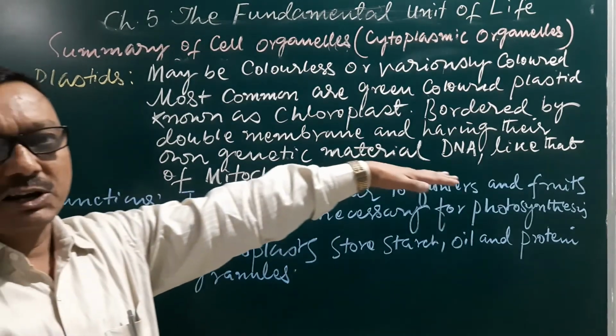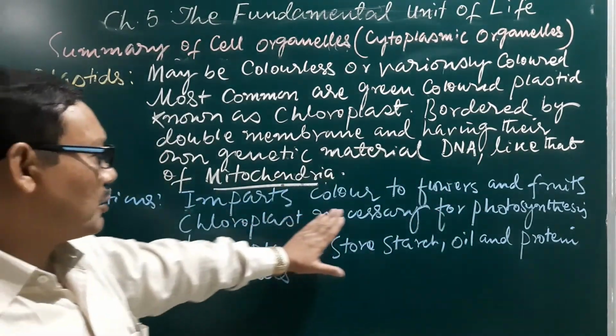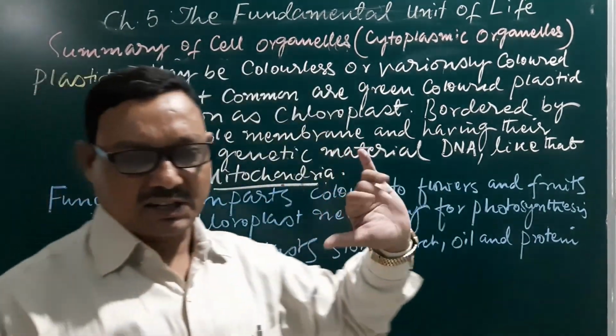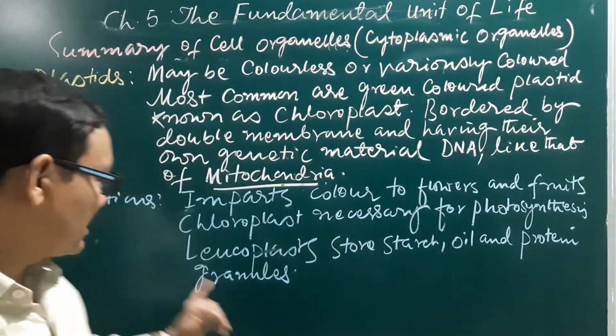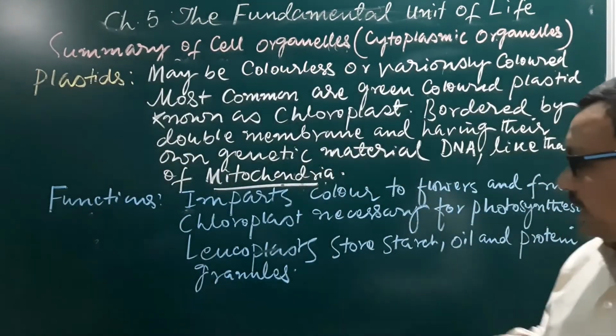Functions: chromoplast imparts color to the different parts of the flowers and fruits. Chloroplast is necessary for the process of photosynthesis, and leucoplast is a colorless plastid which stores starch, oil and protein granules.